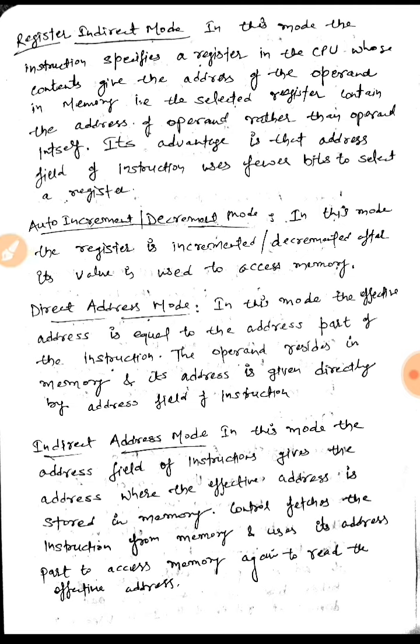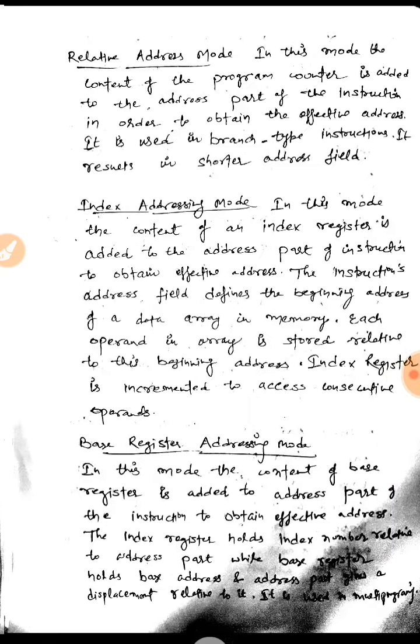In indirect address mode, the address field of the instruction gives the address where the effective address is stored in memory. So again, in this indirect mode, we will get the memory address or the location of the data. So this is indirect address mode.